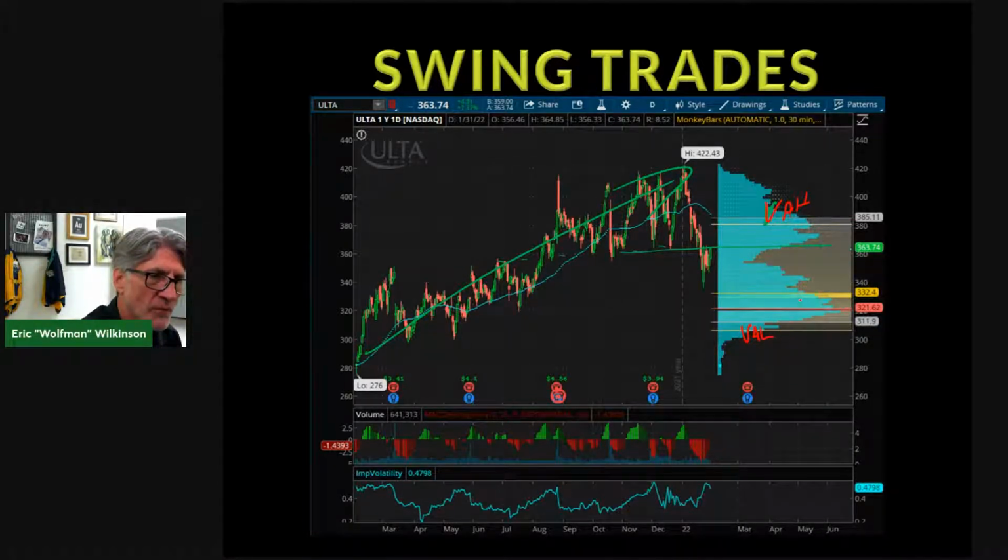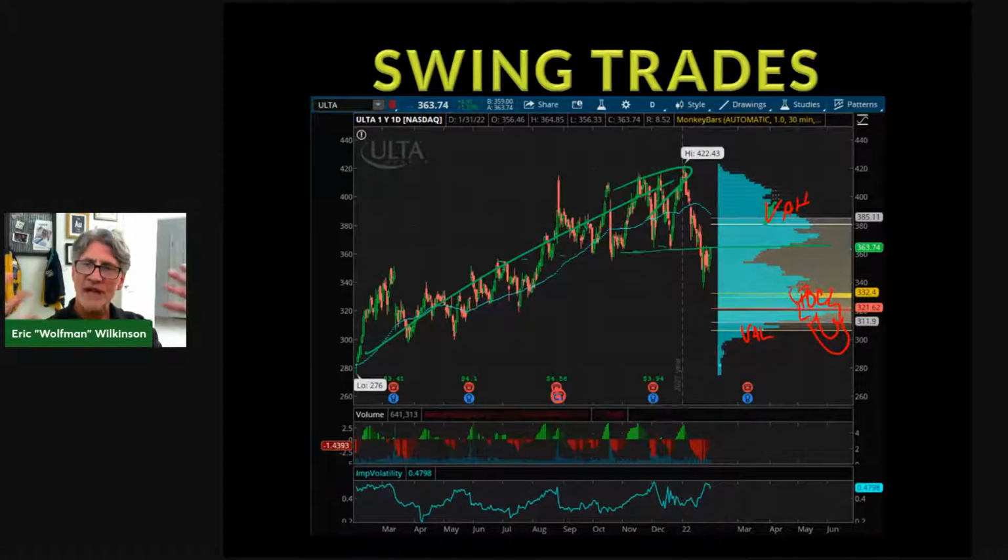Point of control is where the most time and volume has been spent. So that acts as a little bit of a magnet, all right, and is going to want to try and draw the market back, because if the point of control is where the most time and volume has been spent, that's where most people have traded that price. So you can believe that when the market starts trading higher, those people that got short are really hurting. Or vice versa.